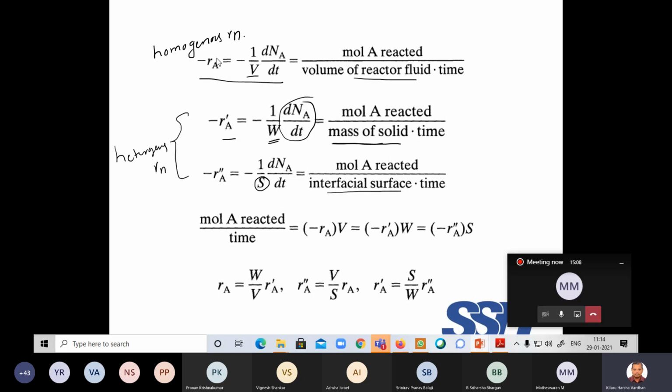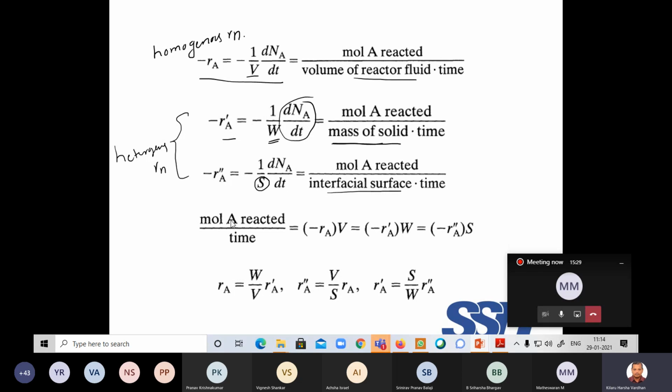So they can give a 2 marks question. Knowing this rate, what will be the unit, you can find out the unit of the other rate, because you know the unit of this rate is nothing but moles per meter cube per time, and you know this is moles per time, W is kgs, then you can find out what is the unit of this.